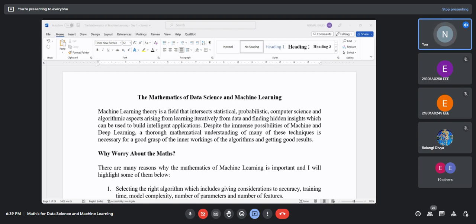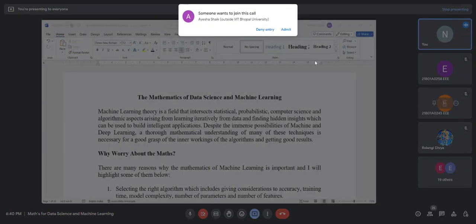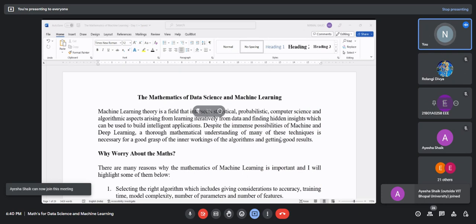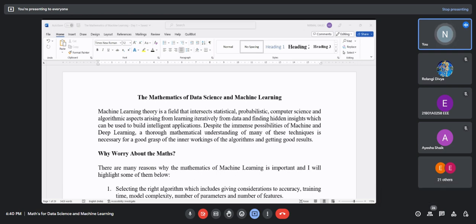Because the foundation of data science and machine learning is totally based upon mathematics, that makes maths important. Machine learning theory is a field that intersects statistics, probability, computer science algorithms, and programming. So machine learning is a combination of everything.